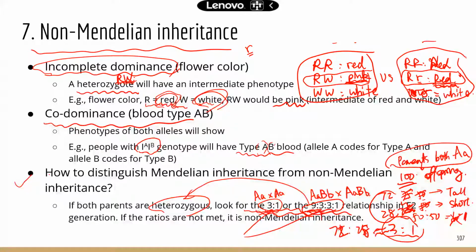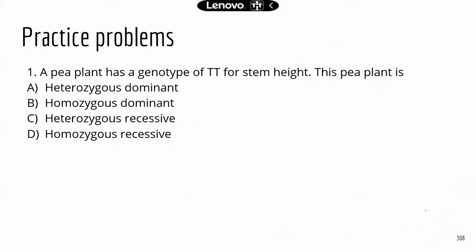Therefore, if the number is a few numbers off, don't get too bogged down on that. It's okay, because you are looking for that approximate ratio. Okay, now let's look at some practice problems.